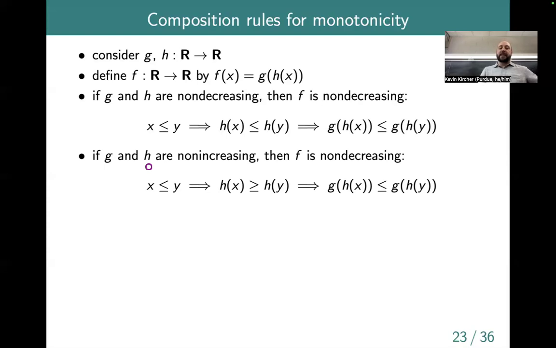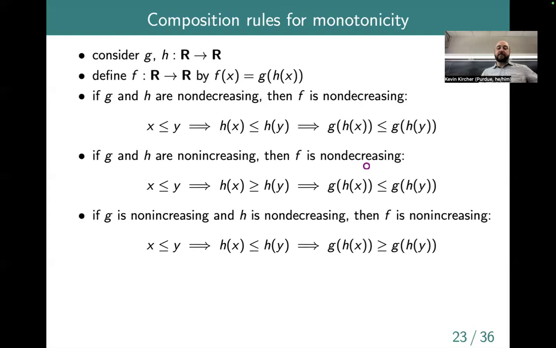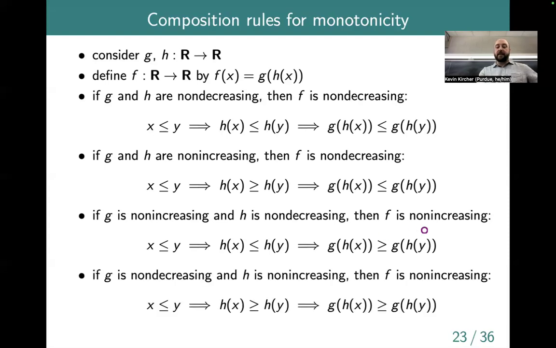Okay. And then the last 2 cases you can guess are going to be non-increasing because they're each going to involve one flip of the direction of the inequality. So if you have one non-increasing, one non-decreasing, the result is non-increasing. And the order in which you do the composition actually doesn't matter. Okay, so that's all for composition rules.